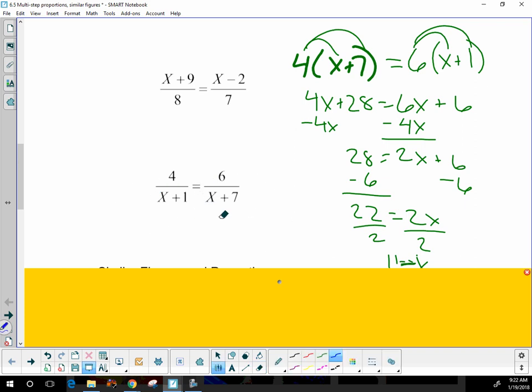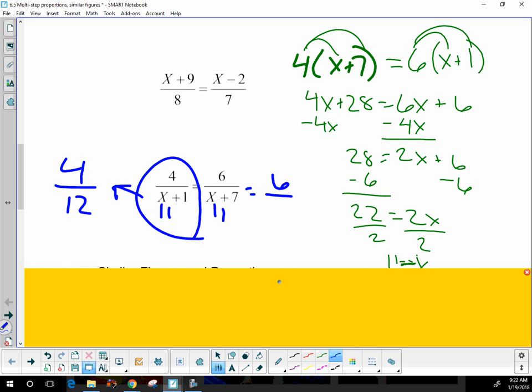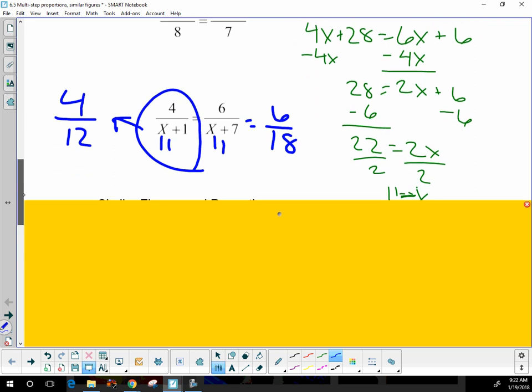If I put in an 11 where x is, on this side over here, I end up with 4 over 12, which reduces to 1/3. And over here, I get 6 over 18, which also reduces to 1/3. Those are indeed a proportion. Okay? You'll see problems like this to practice tonight on your homework.